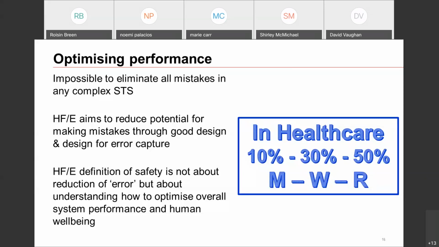So I suppose it's to acknowledge those difficulties in healthcare, but also to say that we can improve. There will always be mistakes, but we can improve on things like reliability and waste, and through better design, reduce error and reduce the harm that error can cause.